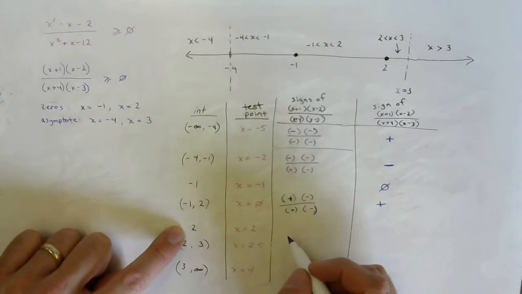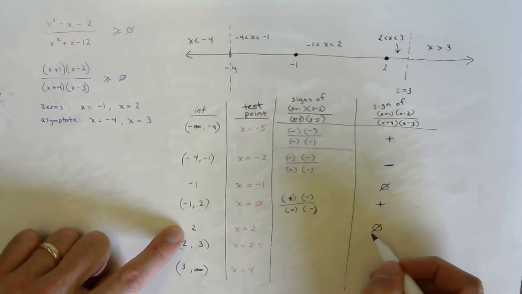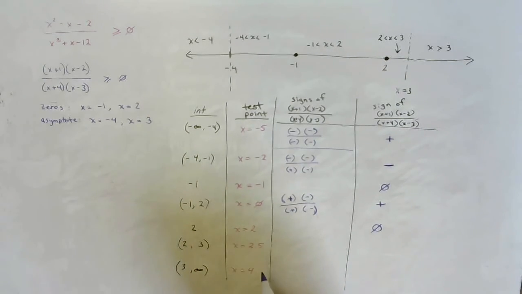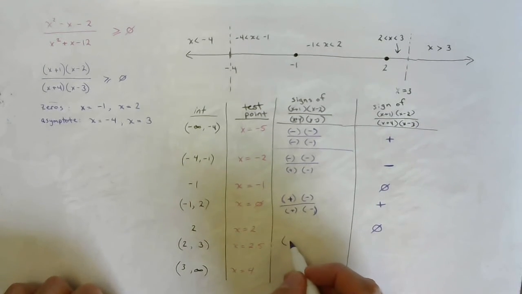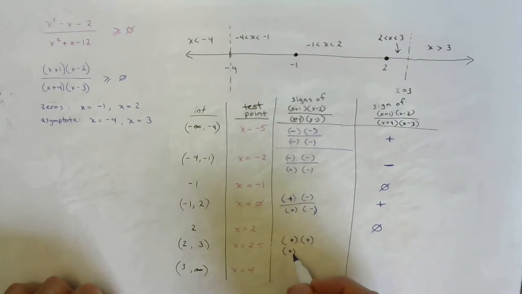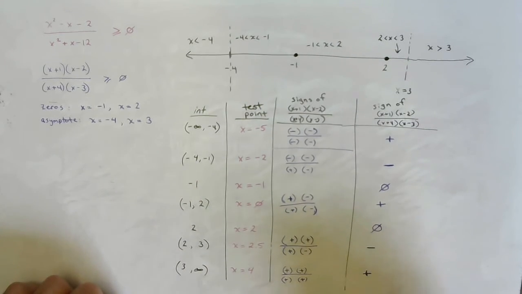Then we have a test value of 2. That one's going to end up being 0 for the same reason that -1 was 0. Then for in between 2 and 3, we chose the test point 2.5. So we've got positive, positive, positive, negative. One negative factor makes the whole thing negative. And then a test point of 4. They're all going to be positive. Every factor is going to be positive, so it's positive.